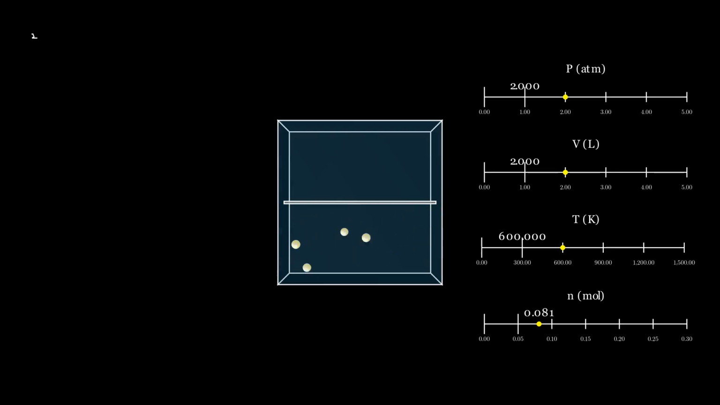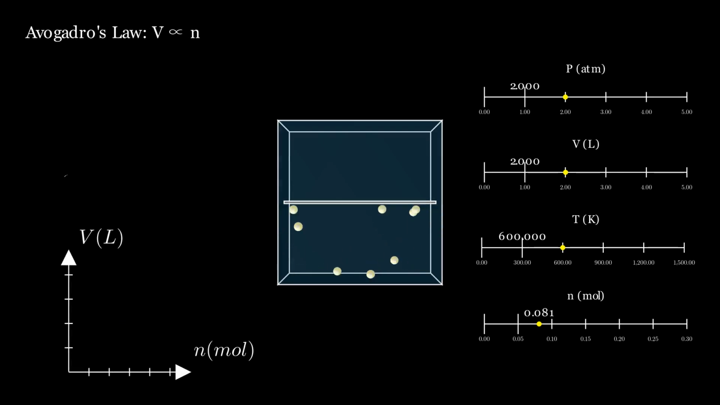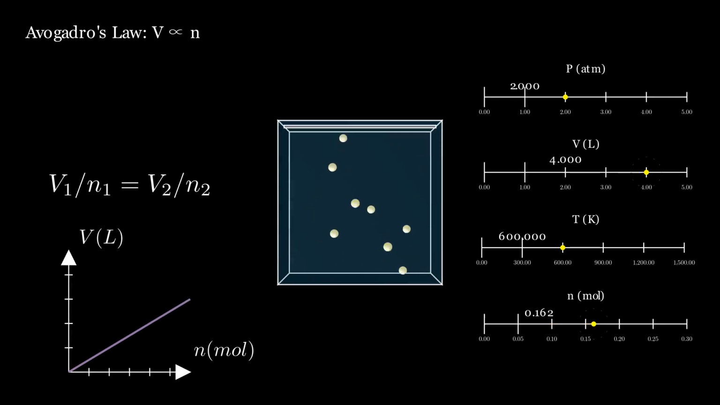Let's add more gas while keeping pressure and temperature constant. This is Avogadro's law. As we introduce more particles into the system, the number of collisions with the walls would increase, unless the volume increases too. To maintain constant pressure, the volume expands, allowing particles to spread out. Avogadro's law tells us that volume is directly proportional to the number of moles, or in simpler terms, more gas means more space is needed.